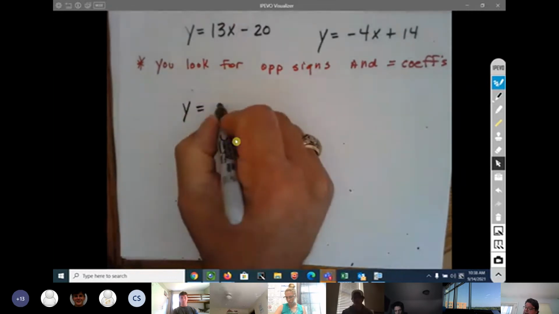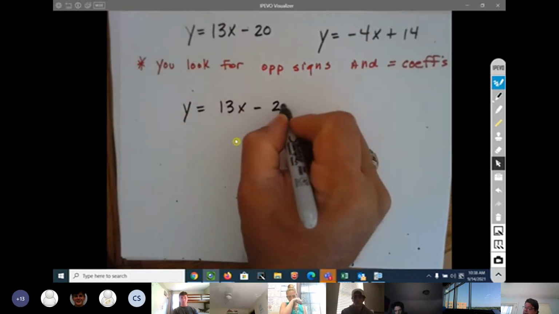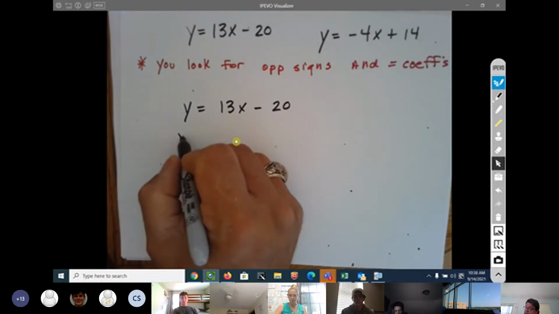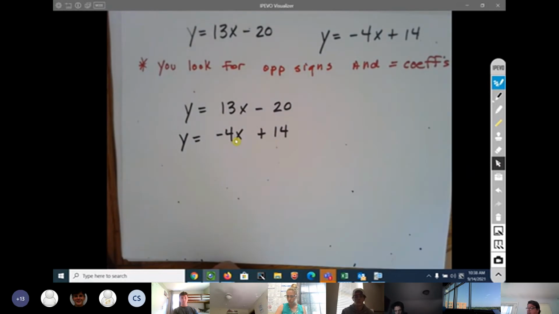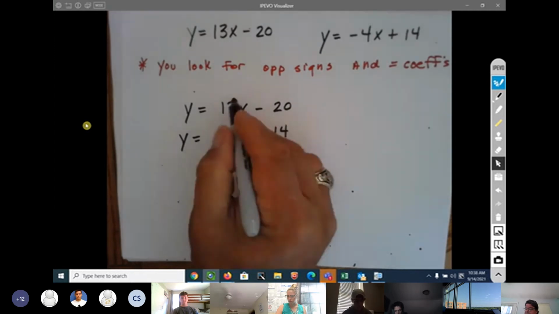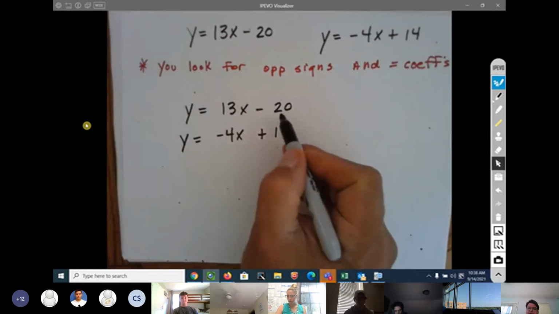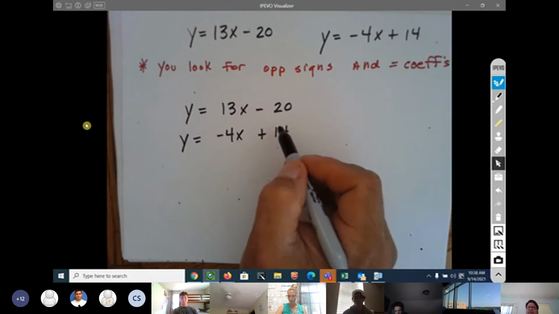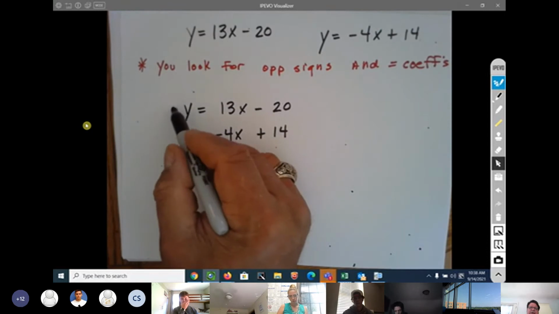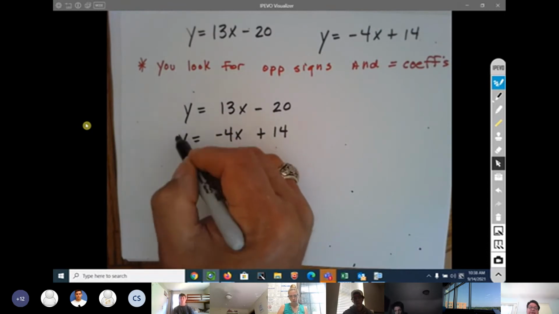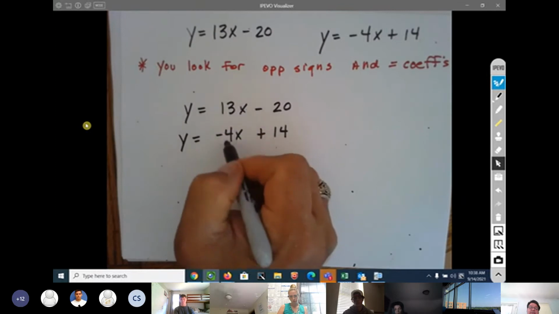Y is equal to 13x minus 20. Y is equal to negative 4x plus 14. Is either one of these got the same coefficient and the opposite signs? No. The only one that has opposite signs is this variable right here, x. You really don't care about this because you really can't solve for anything. So you have to either use x or y. Since these two have the same coefficients, they don't have opposite signs, I'm going to use x right here.